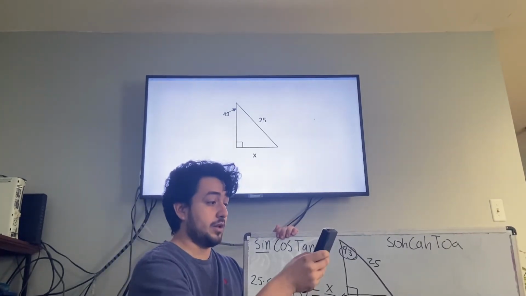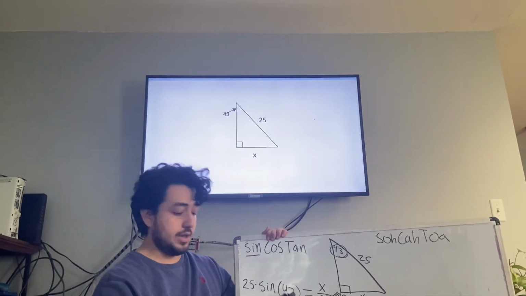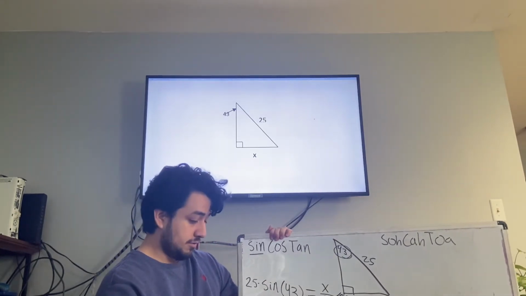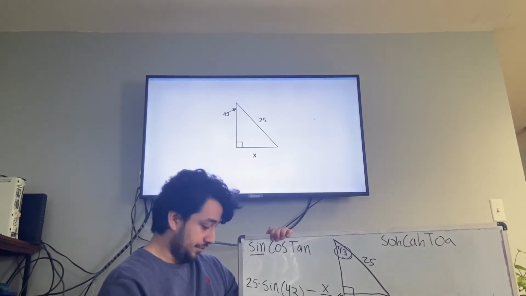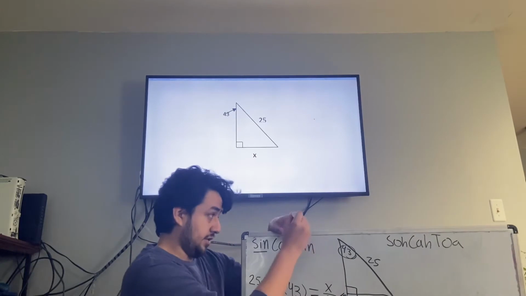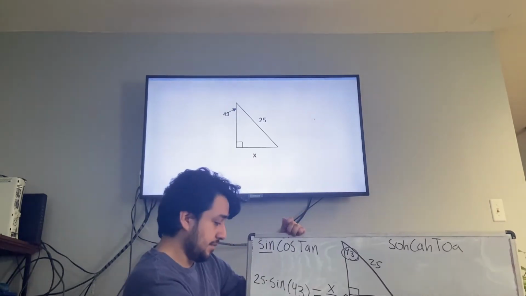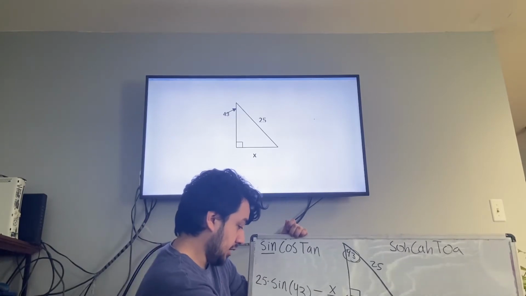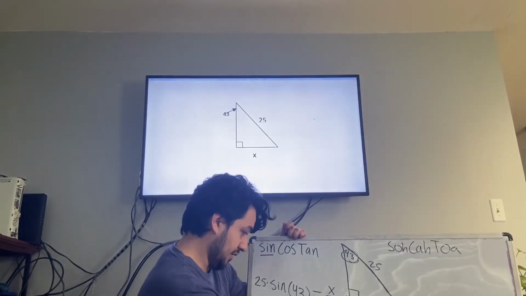First, I'm going to check if I am in degree mode. I am. And I'm just going to type it in as I see it: 25 times sine of 43. Now, you should be able to run this in your calculator, because your answer is going to come in decimal form. x is equal to, we'll just leave it at 17.04.